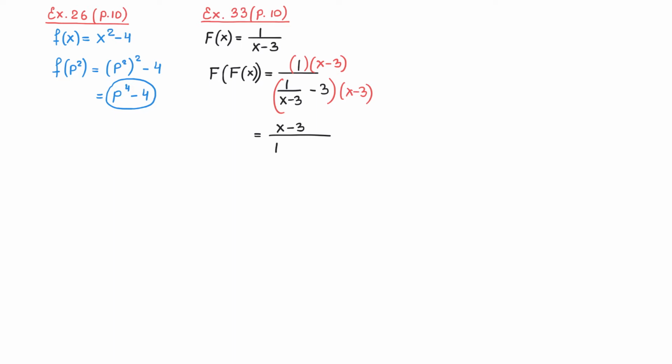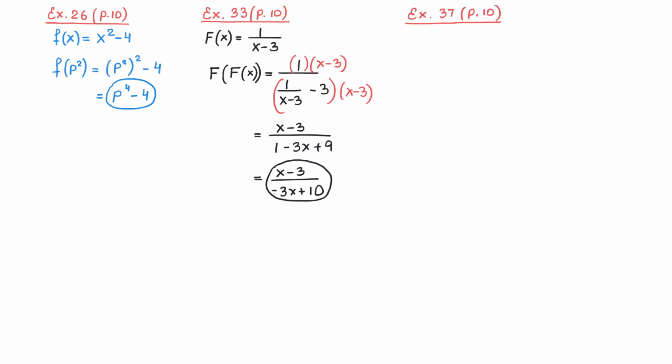And now we have to multiply negative 3 times x minus 3. Negative 3 times x is negative 3x, and negative 3 times negative 3 is positive 9. So do you see how we don't have a fraction anymore in the denominator? Now we can just simplify this and get x minus 3 over negative 3x plus 10. And this is the composition of f and f.